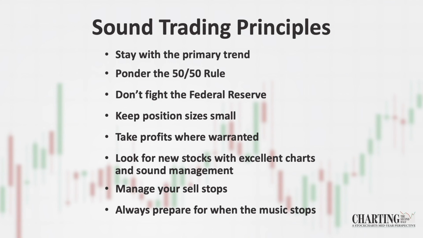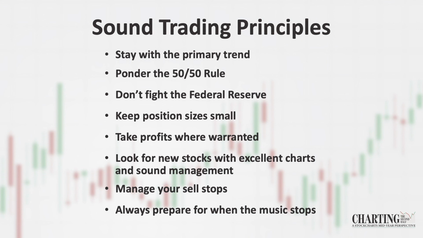So first thing we want to do is stay with the primary trend. And if what happened today on June 26th, where the market was down 700 points, continues, then we're going to have to stay with that primary trend and consider that the trend is no longer up but down, which means we're going to have to act accordingly, and that means we might have to sell some stock. We might have to consider going short.